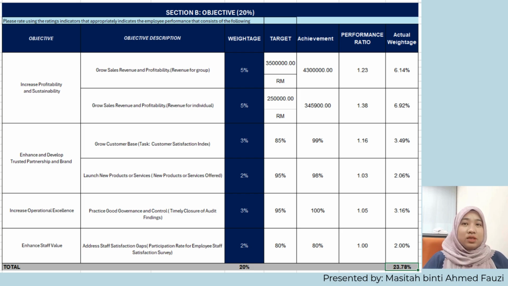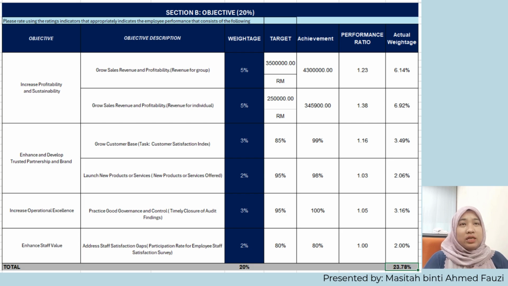Thank you. The objective. So usually we put 20% for the objective, and there are 4 objectives that we include in this performance appraisal. For every objective we have a different weightage, and we also put the target and achievement that staff need to get. So how do we get the performance ratio?